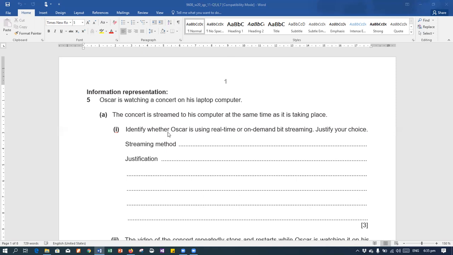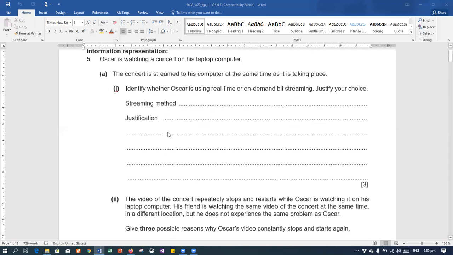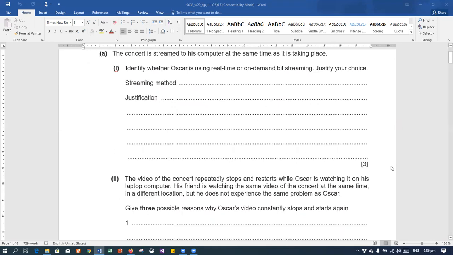It's live streaming because it's real time, because the concert is happening live. It's not recorded, so it's real time. Okay. And it says here streamed to his computer at the same time as it is taking place.